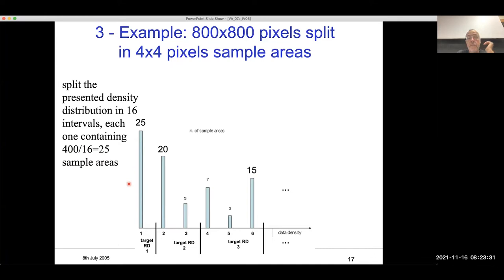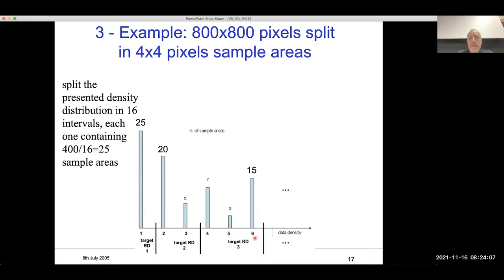So we split the axis in a set of sample areas with density 1, a set of sample areas with density 2, 3, 4, till 15. And we want the same number of sample areas in each interval. That is not possible, so we go for an approximation. Let's consider this. All these sample areas should have density 3 as a target, but some of them have 4, some of them have 5, and some of them have 6.